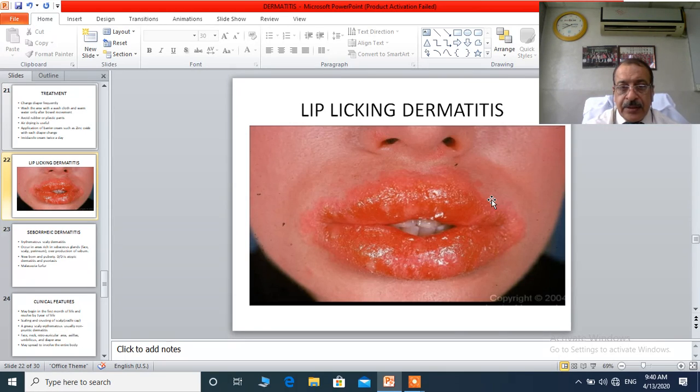Lip licking dermatitis: you can see some children have the habit of licking the lips, and they can develop a perioral dermatitis. This is called lip licking dermatitis, and of course this requires counseling of the child and maybe the application of mild steroids which can cure the condition.